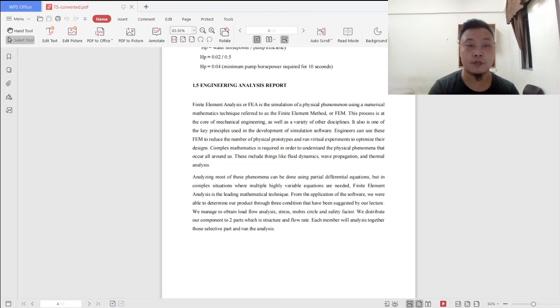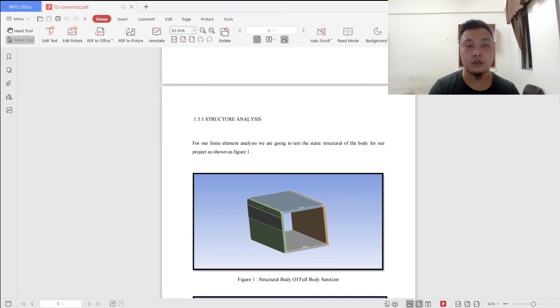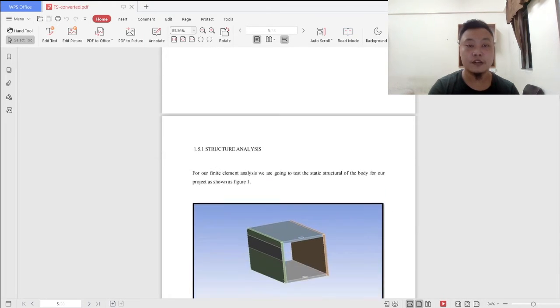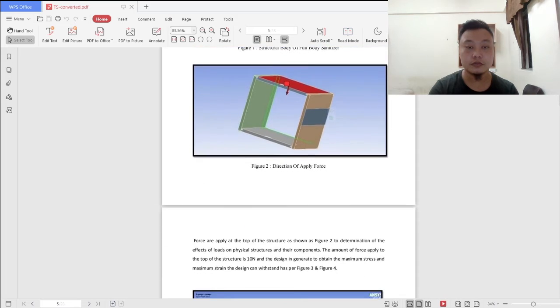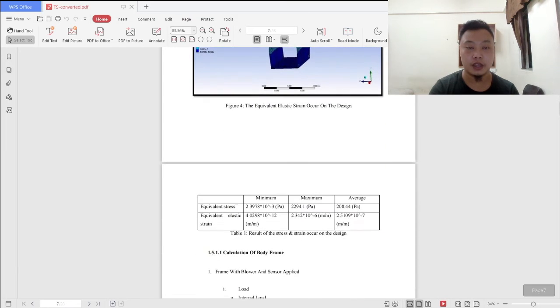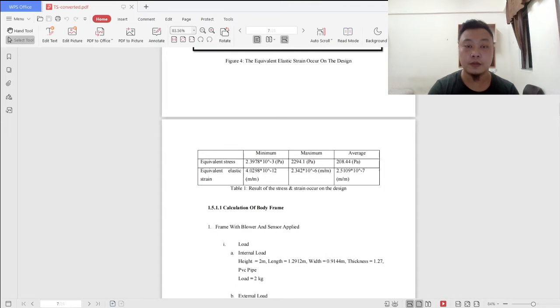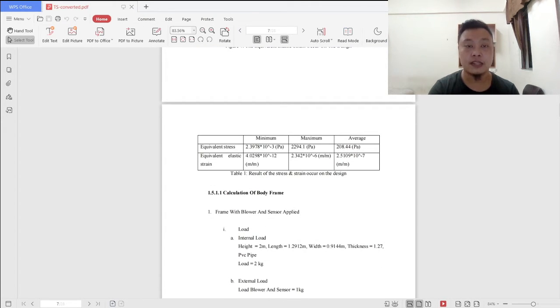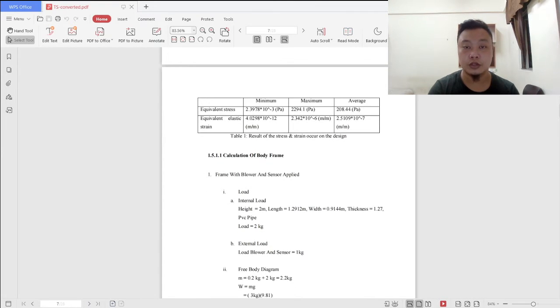For the engineering analysis report, finite element analysis, I decided on two sections: firstly the structure, and secondly the flow rate analysis. For the structure, I used the ANSYS program to run this analysis and got the equivalent stress. The minimum is 2.3978 and the maximum is 2294.1 Pa. For the equivalent elastic strain, the minimum is 4.0298 and the maximum elastic strain is 2.342 mm.